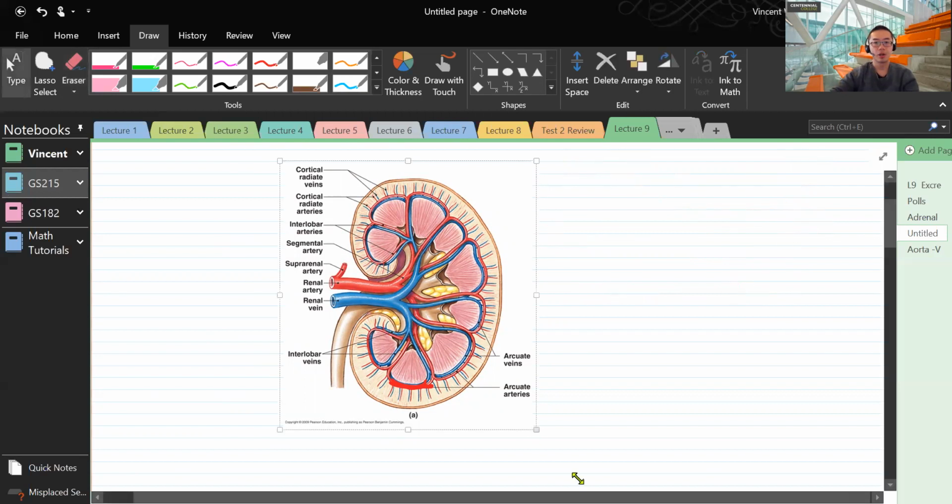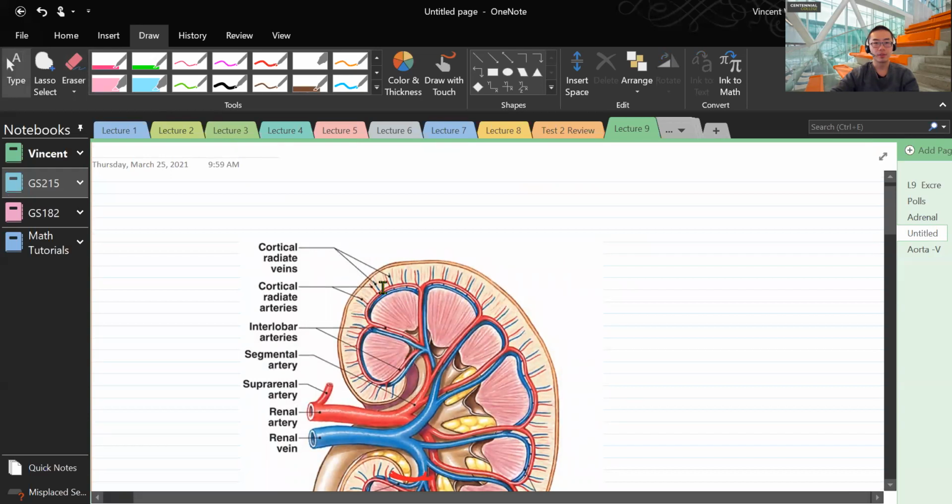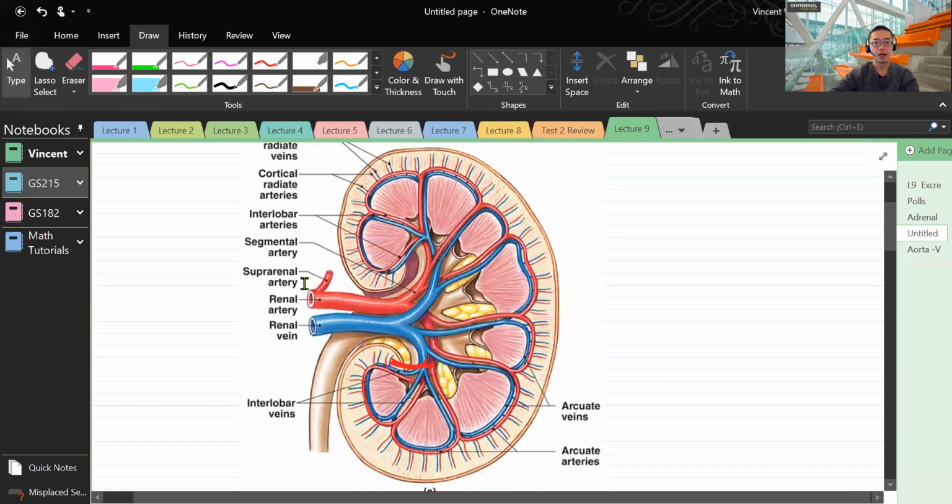And here you can see all the blood vessels, right? So for each of the red ones, you're going to have a corresponding blue one. Cortical radial veins are next to the cortical radial arteries. Interlobar arteries are next to the interlobar veins. And like I said, there are segmental arteries, but then there are no segmental veins.